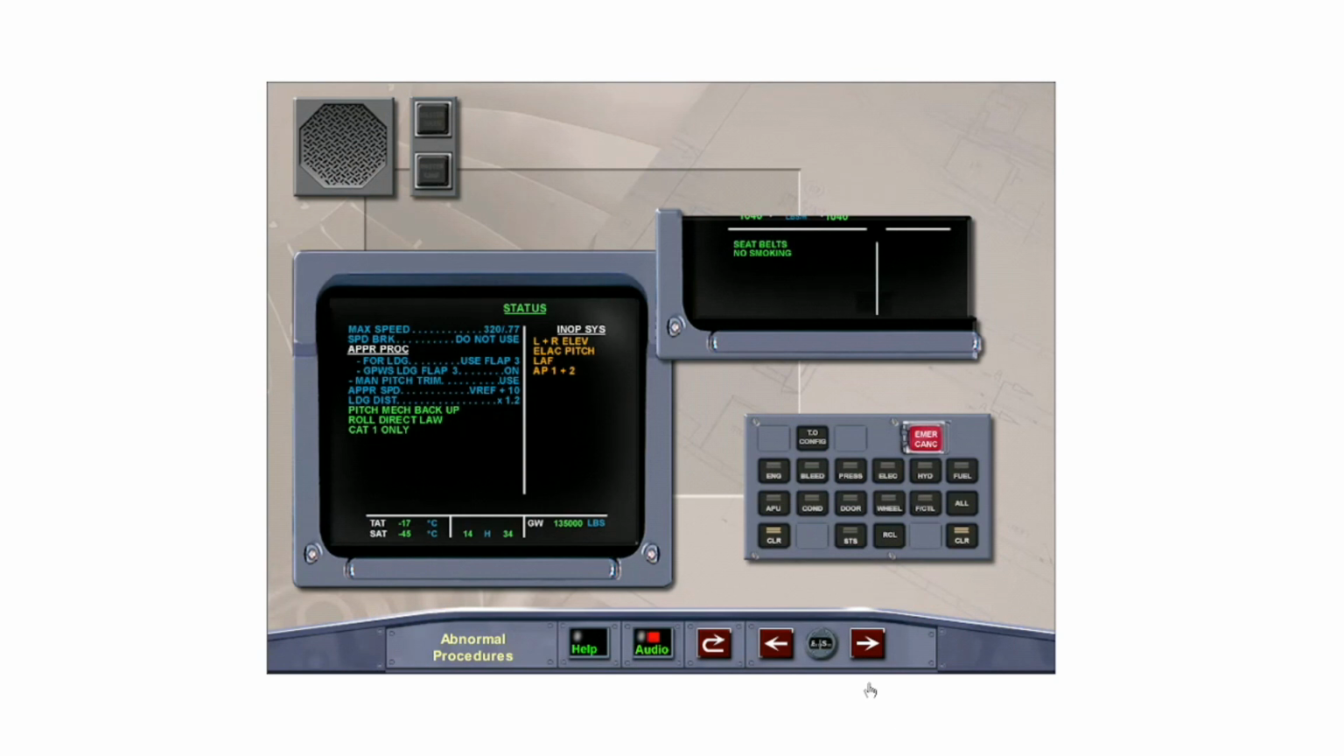The status page outlines the approach procedures and reminds the pilot that pitch control is mechanical backup and roll control is direct law. Clear status by pressing the Clear button on the ECAM control panel.